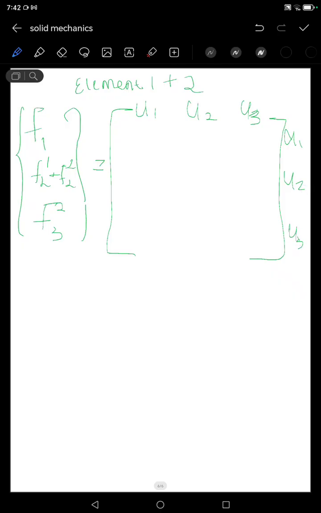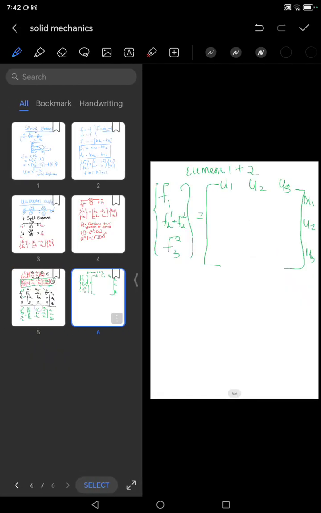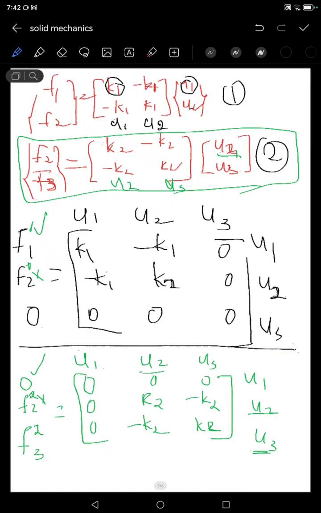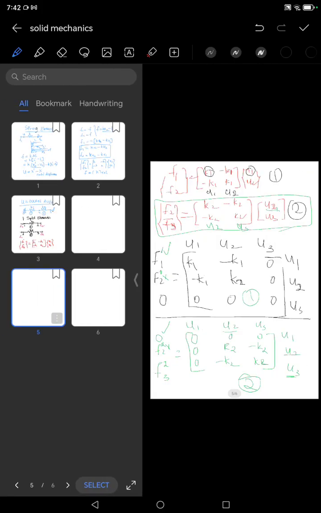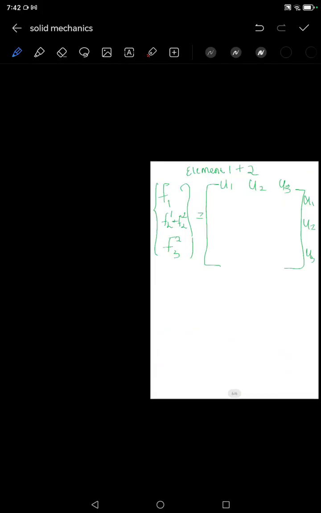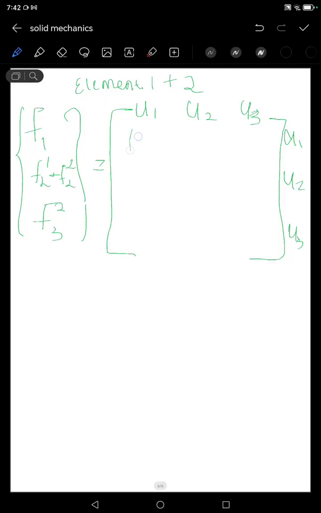So what are we going to do now? We're going back to our matrix and combining the 2. We're going to check u1 and u1 on our first element. Remember, this one is our first element, and this one is our second element. On our first element u1 and u1 is k1, and on our second element u1 and u1 is 0. So it's going to be k1 plus 0, which is k1. So under u1 and u1, we're going to have k1.